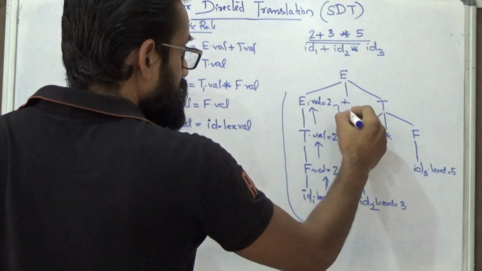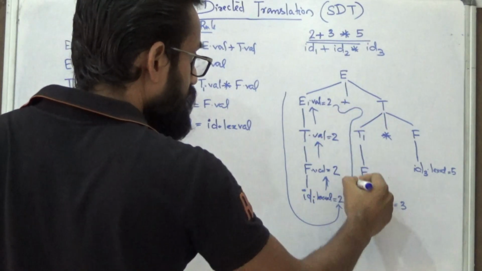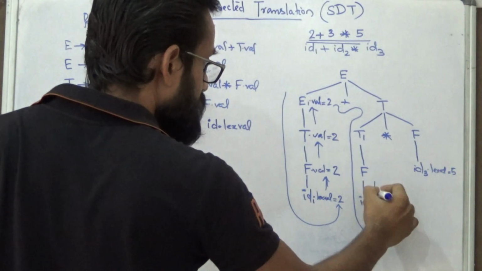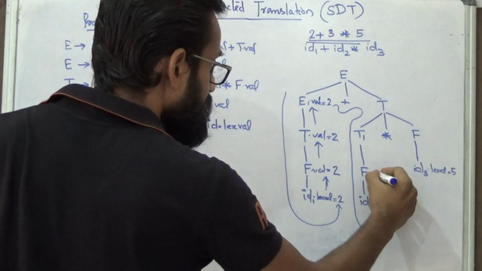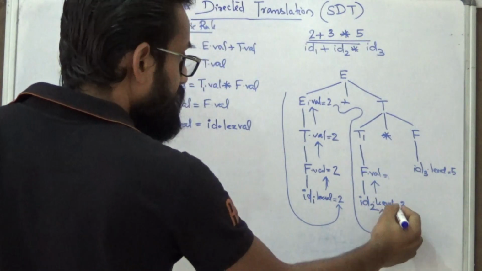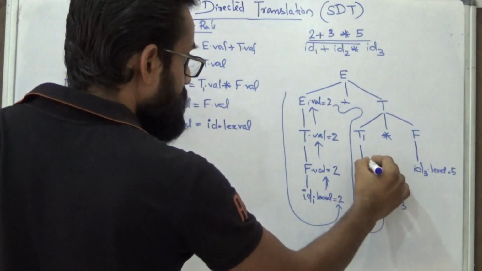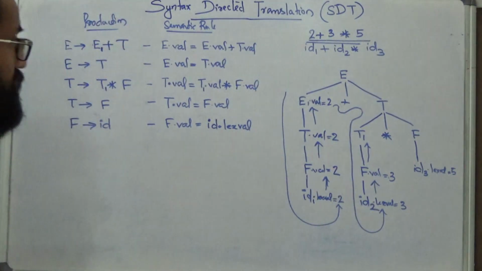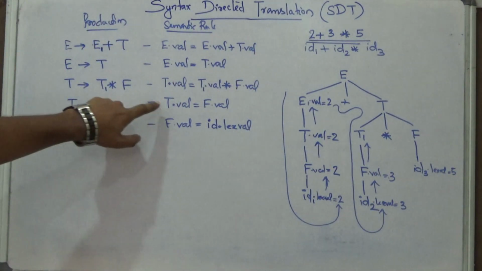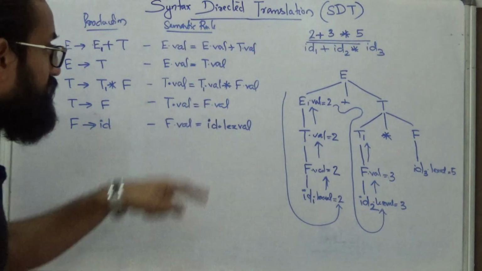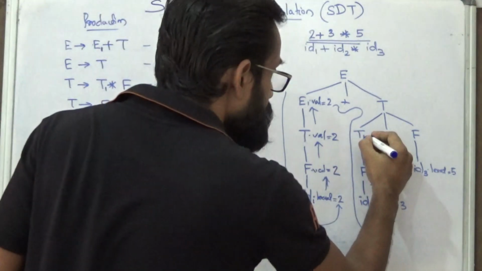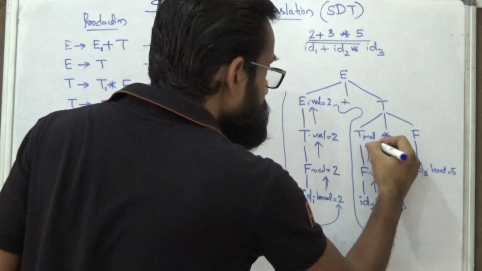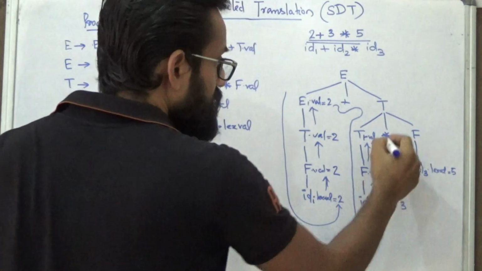So you will move across the parse tree like this. When you reach this point, you will be getting f.val equal to id2.lexval. So this will be 3. When you reach this point, you have the reduction T giving F. For T giving F, the semantic rule is T.val equal to F.val. So T1.val is equal to F.val, which is 3.